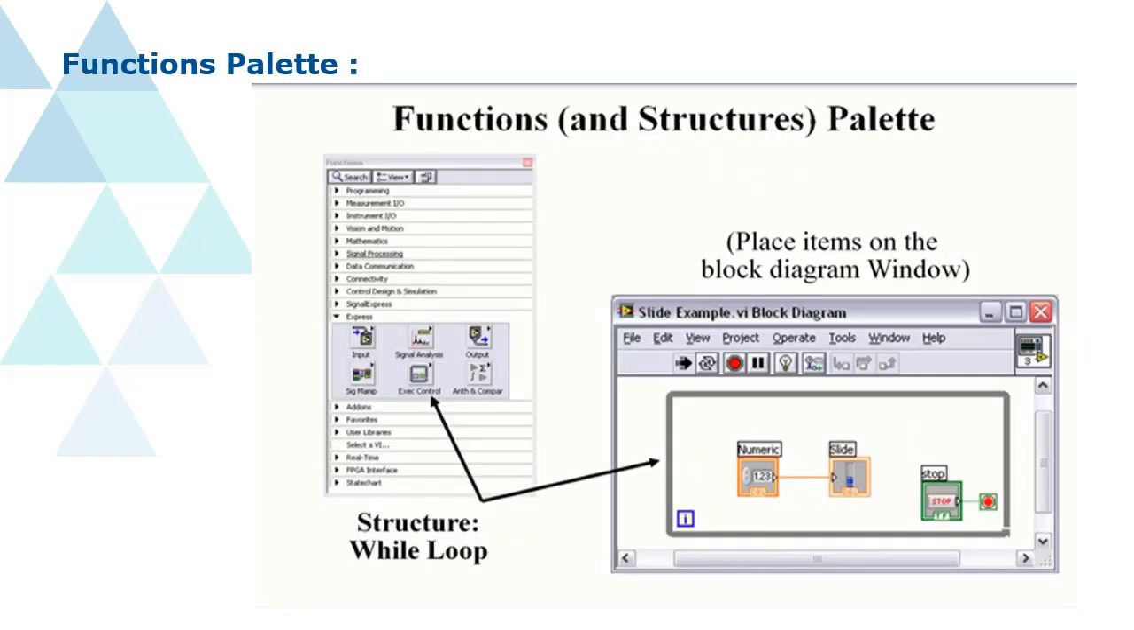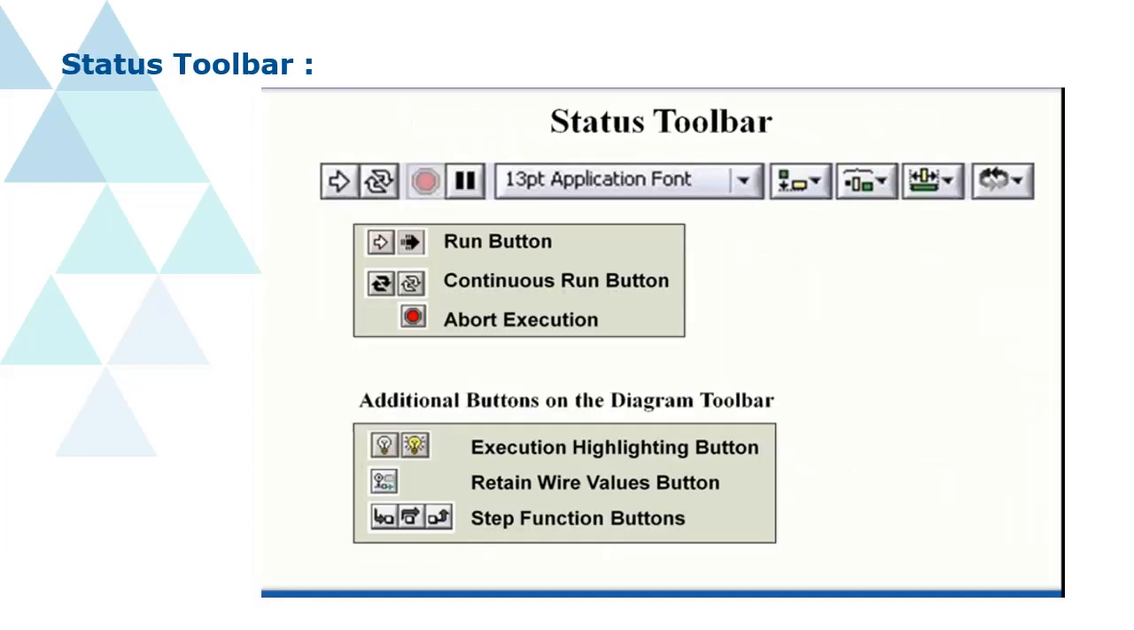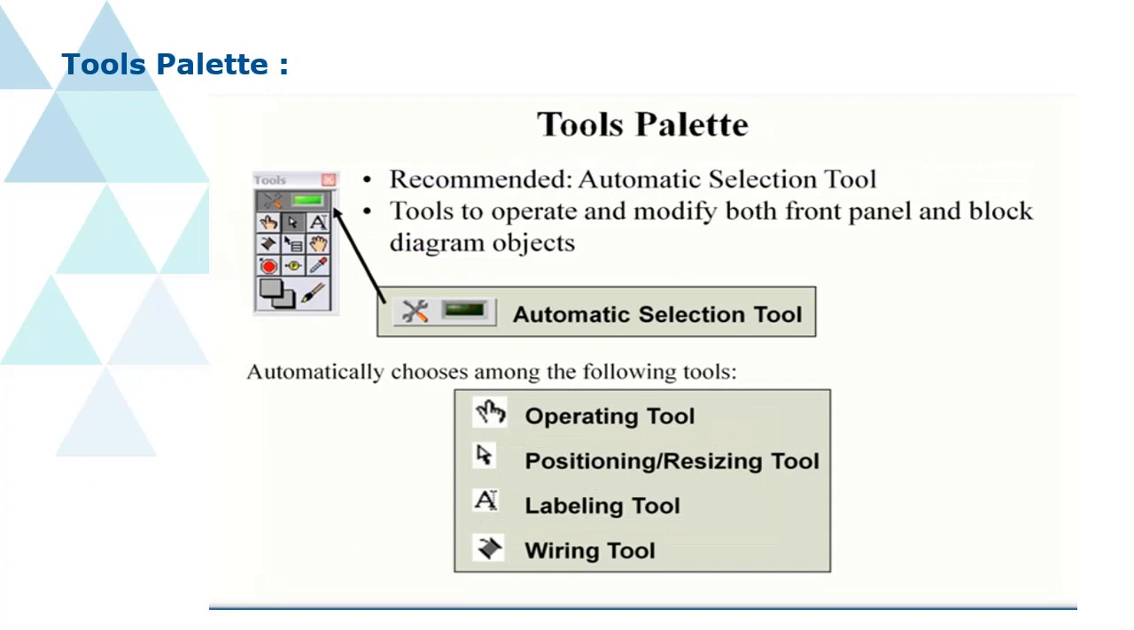As you can see, you also can open the function palette by right-clicking on an open area of the block diagram. Drag down the function palette by clicking the push pin on the left corner of the palette. So here you can see how the block diagram looks. Here you can see the status toolbar, in which you can access the run button, continuous run button, abort execution, execution highlighting button, retain wire values button, and step function buttons. Now here you can see the tools palette. This tools palette is used to operate and modify both front panel and block diagram objects.